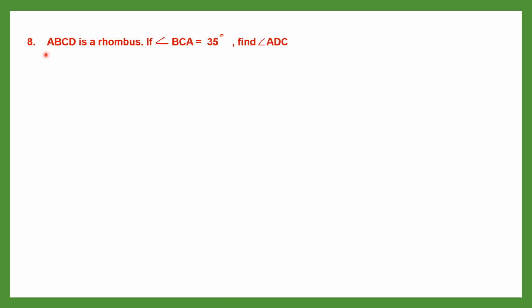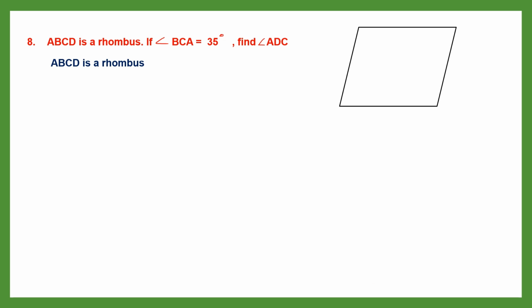Question 8. ABCD is a rhombus. If angle BCA is 35 degrees, find angle ADC. So what is given to us? ABCD is a rhombus. Let's draw a rhombus and name it ABCD. So here we have A, B, C and D. So this is a rhombus. What else is given to us? This is also given to us. That is angle BCA. Angle BCA is 35 degrees.